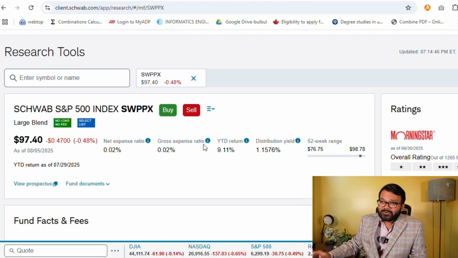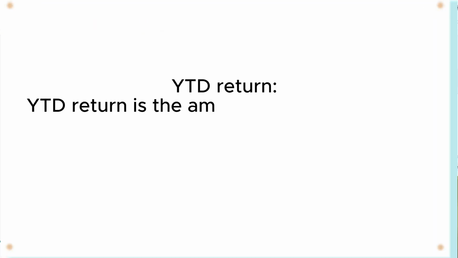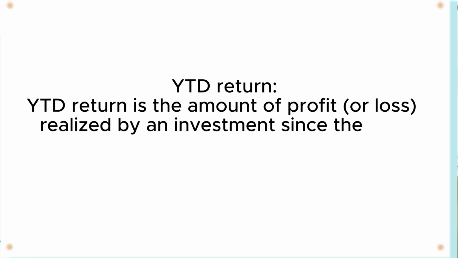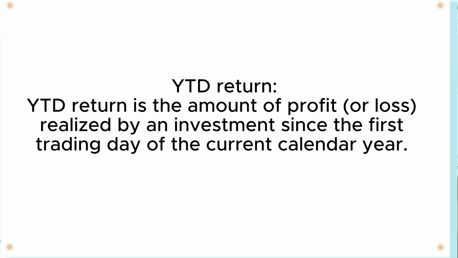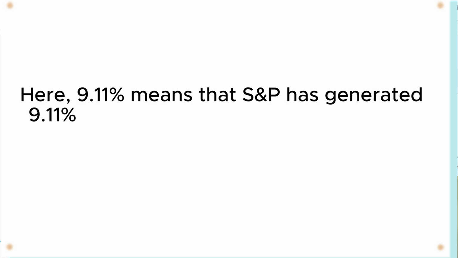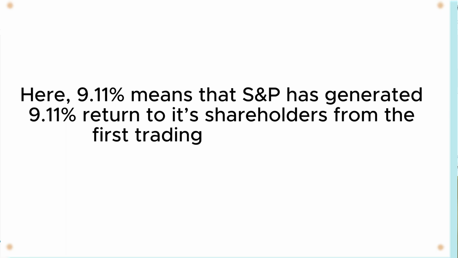Now let's try to look at the next one, YTD return. So what does that mean? YTD return is the amount of profit or loss realized by an investment since the first trading day of the current calendar year. Here, 9.11% means that S&P has generated 9.11% return to its shareholders from the first trading day until today.